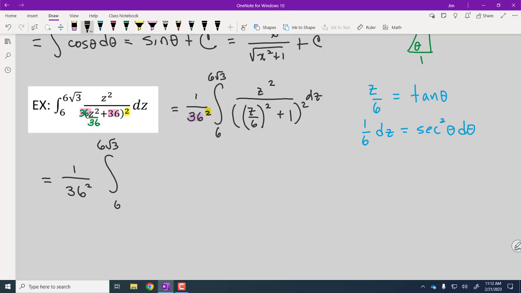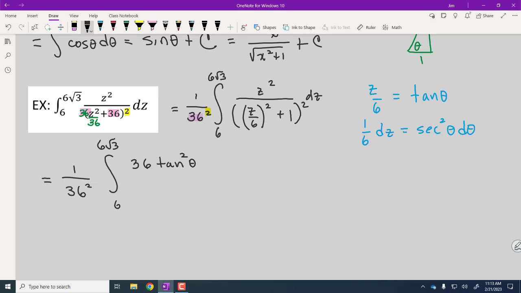So the z squared in the numerator. We look here, z is going to be 6 tan theta. So if we have z squared, that's going to be 36 tan squared. So that's going to be our numerator, 36 tan squared of theta.